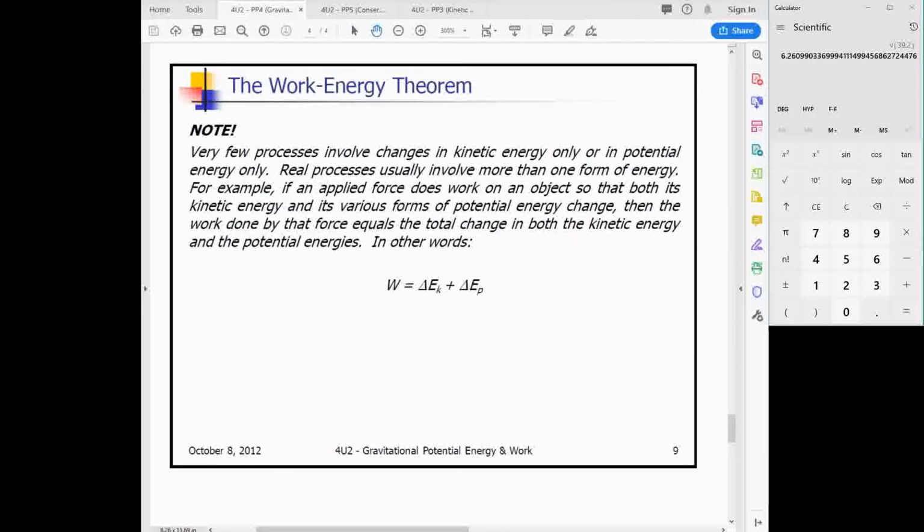Now, that situation we gave is kind of an ideal situation where all of the potential energy turns into kinetic energy. But in reality, very few processes involve changes in kinetic energy only or potential energy only. Real processes usually involve more than one form of energy. For example, if an applied force does work on an object so that both its kinetic energy and its various forms of potential energy change, then the work done by the force equals the total change in both the kinetic energy and the potential energies. So that work is equal to the change in kinetic energy plus the change in potential energy.